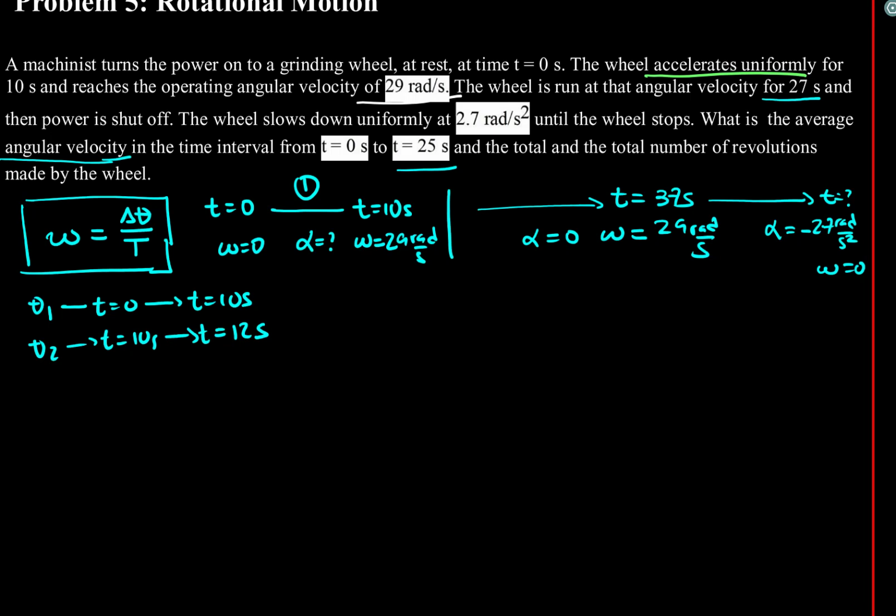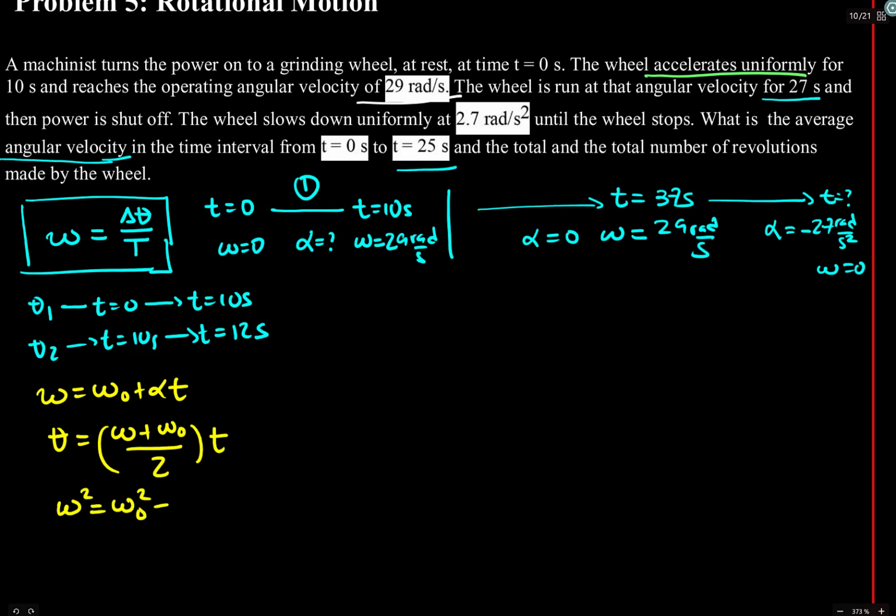If you recall the kinematics equations of motion, we know that omega is equal to omega naught plus alpha t. We know that theta is equal to omega plus omega naught divided by 2 multiplied by t. We also know that omega squared is equal to omega naught squared plus 2 alpha theta, as well as theta is equal to theta naught plus omega naught t plus 1 half alpha t squared. Now, you need not worry about these equations because I'm going to provide them in an equation sheet.